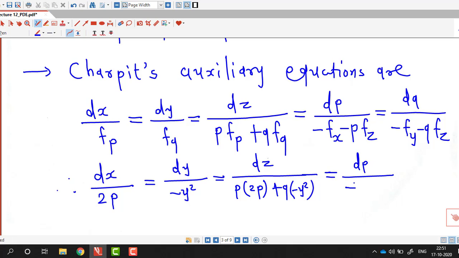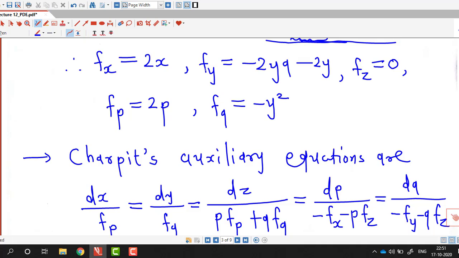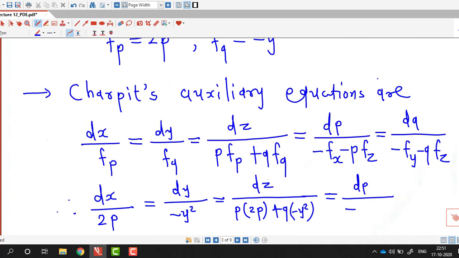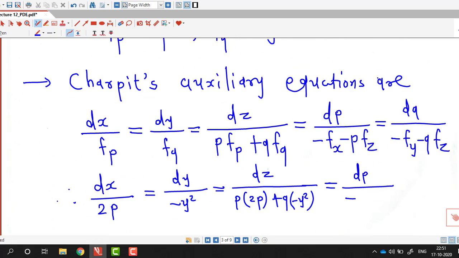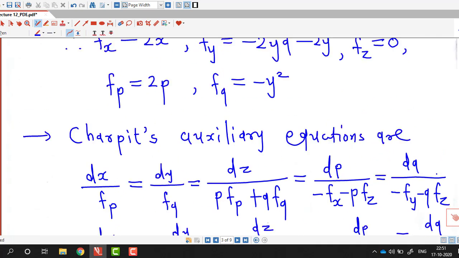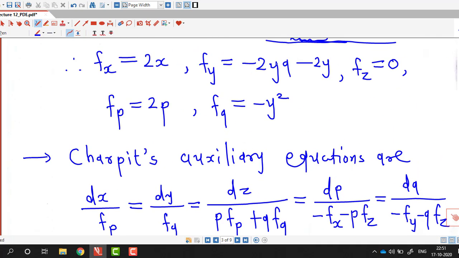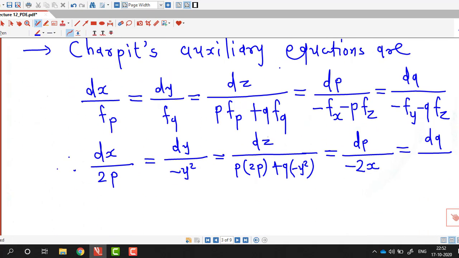dp divided by minus del f by del x. Del f by del x is 2x and del f by del z is 0. So del f by del x is 2x and del f by del z is 0, so it is only 2x. Similarly, del f by del y is minus 2y cube minus 2y, but we require minus del f by del y, so it will be positive 2y cube plus 2y, and del f by del z is 0. So these are Charpit's auxiliary equations.